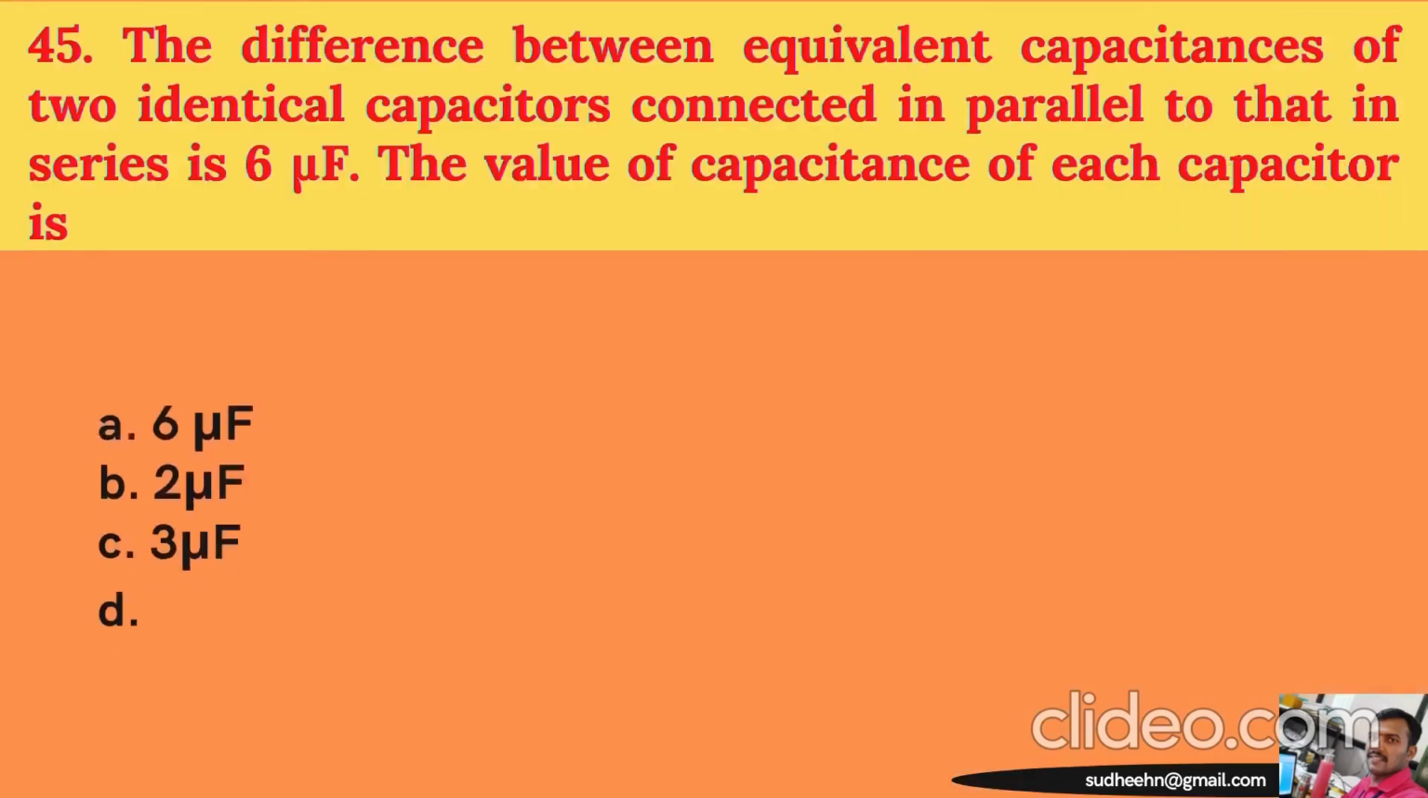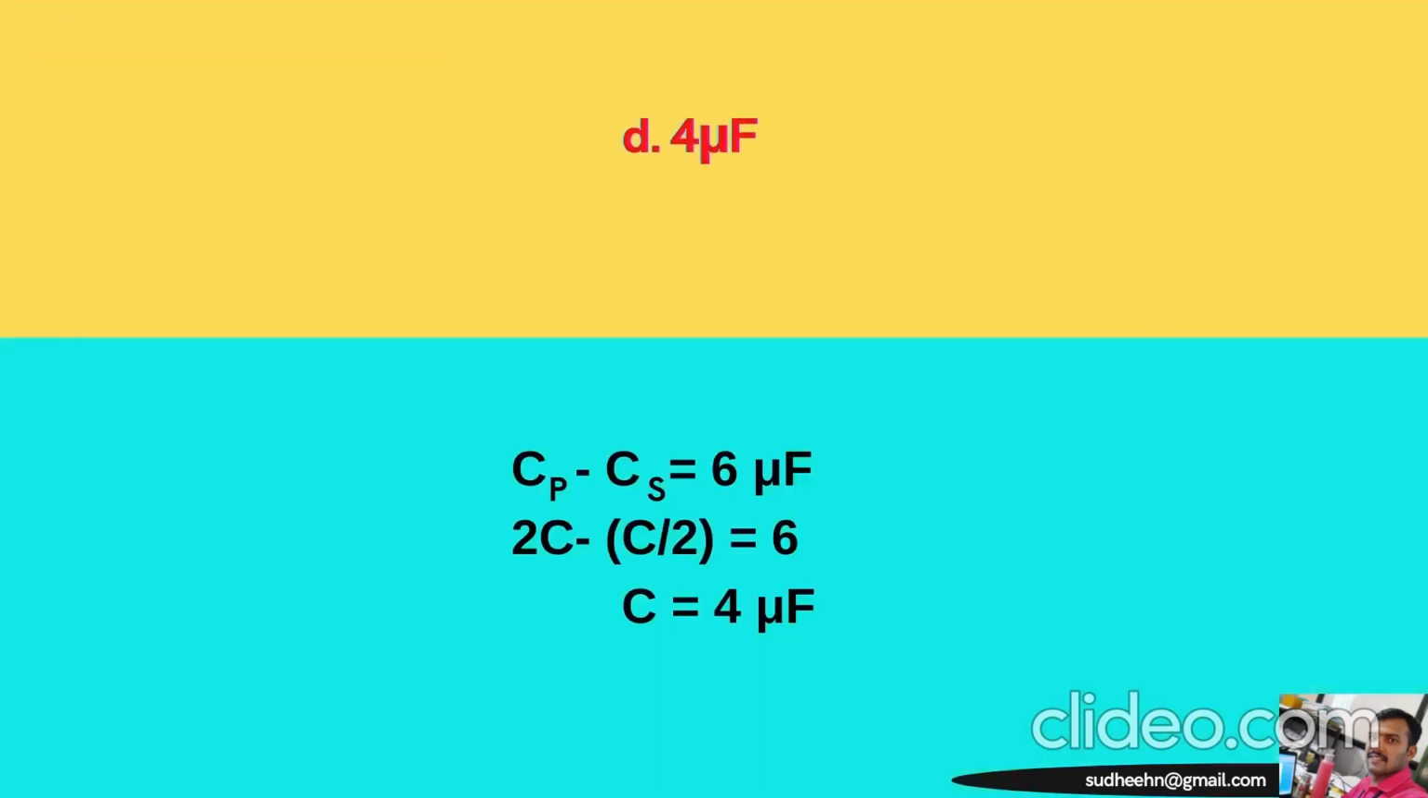Next, question number 45. The difference between the equivalent capacitances of two identical capacitors connected in parallel and in series is 6 microfarad. The value of the capacitance of each capacitor is: 4 microfarad, 2 microfarad, 3 microfarad, or 4 microfarad. And the right answer is option D, that is 4 microfarad.